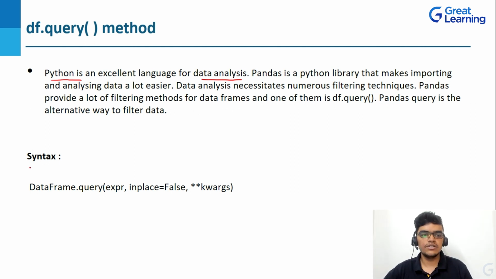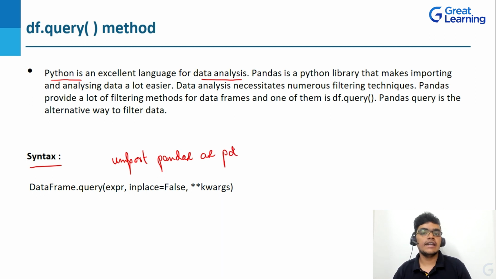So now coming to the syntax, we have the data frame dot query. In order to perform this function, first you have to import pandas. So I'll just import pandas as pd. Along with that, I will also be importing the data set. My data set is in a CSV file. So what I will do here is create a variable name.